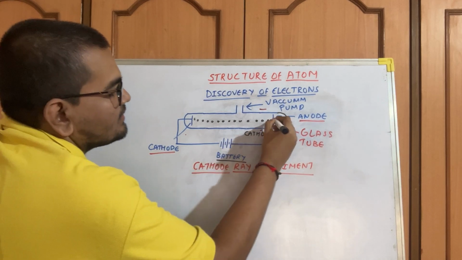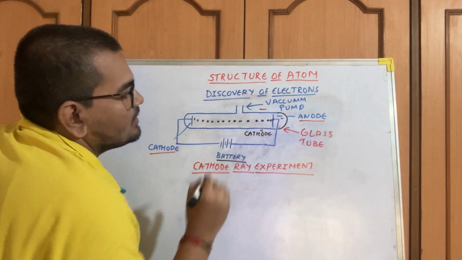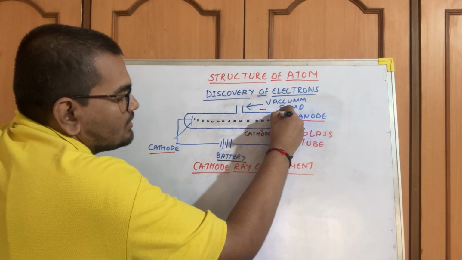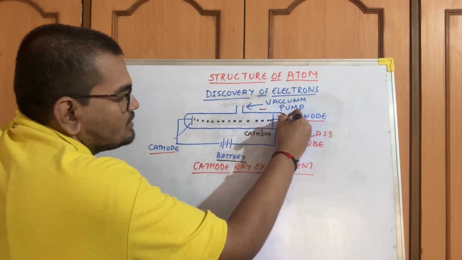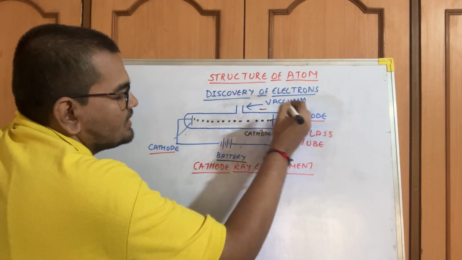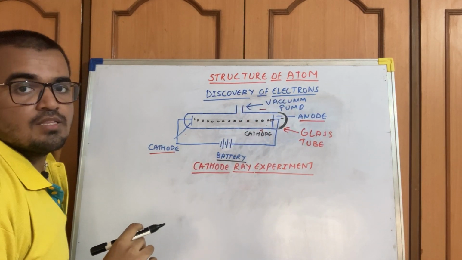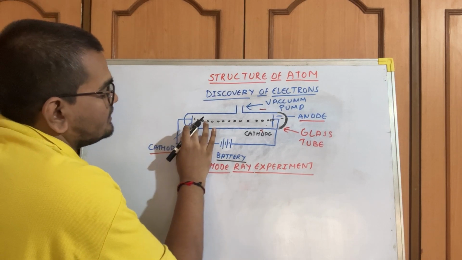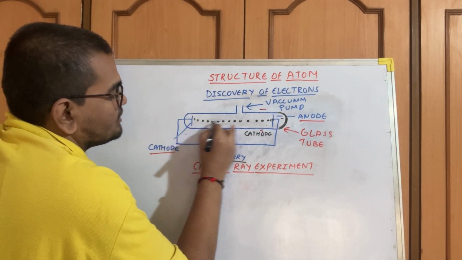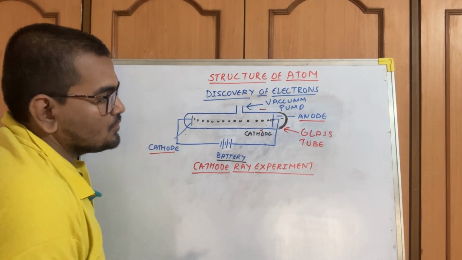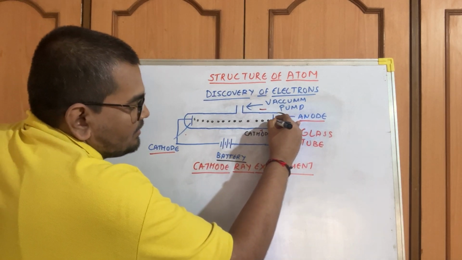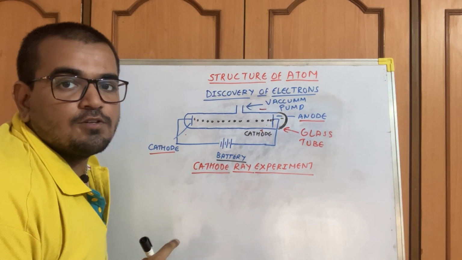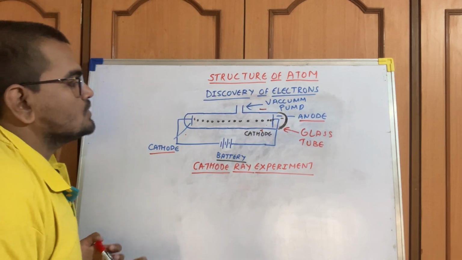So for that we will make a hole inside the anode and coat a fluorescent material behind the anode. So whenever the particles travel from cathode to anode, pass through the hole and strike the fluorescent material, it glows.